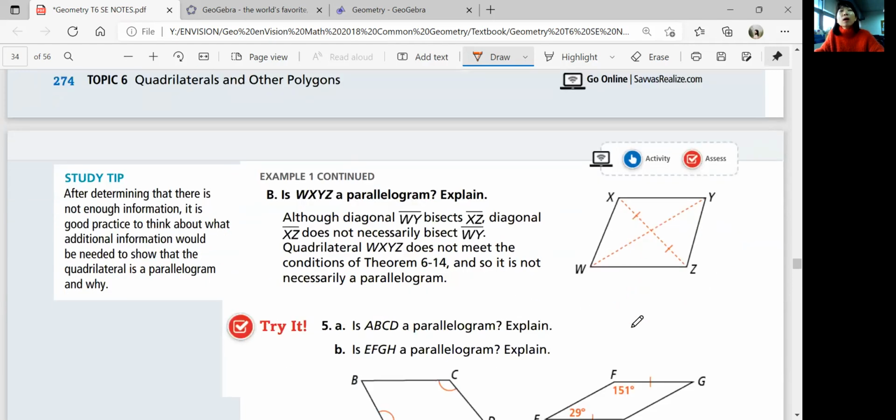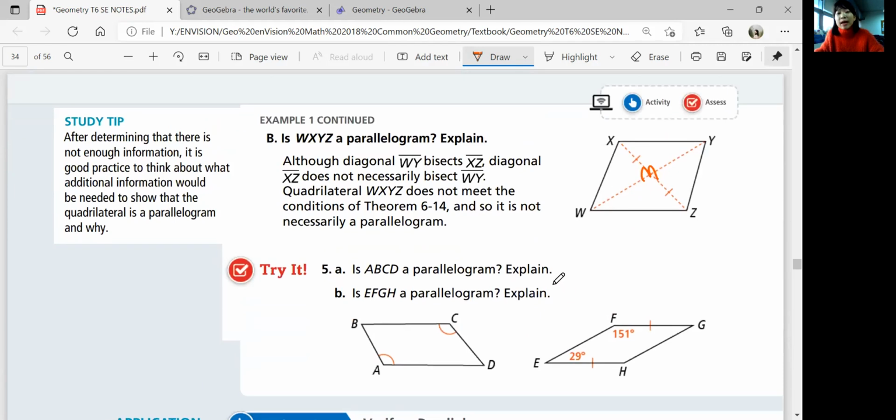Okay. Part B, is this a parallelogram? Well, you know that these two are congruent. Okay, but we don't know if, let's say this is N, WM is congruent to YN. We don't know that. So though diagonal WY bisects XZ, we don't really know if XZ bisects WY. It's just not enough information. So we don't know if it's a parallelogram. So you're going to say it's not necessarily a parallelogram. It could be, but it's not necessarily. Okay, it's just not enough information. All right, so that could be an answer: not enough information, or NA.